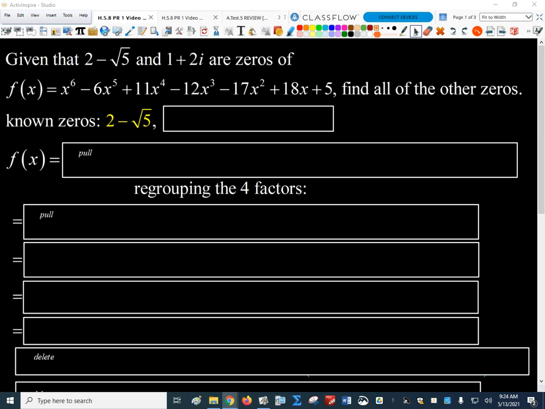If we're given that 2 minus the square root of 5 and 1 plus 2i are zeros of this polynomial, they want us to find all the other zeros. Okay, how am I going to do that? How many should I get total for this polynomial? Should get 6, right? They've given me 2. How am I going to find the rest?